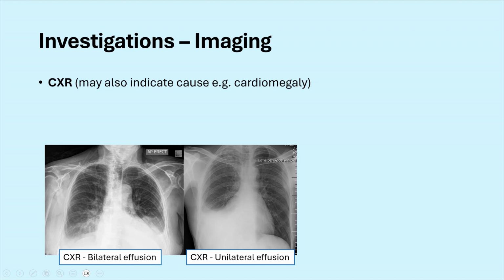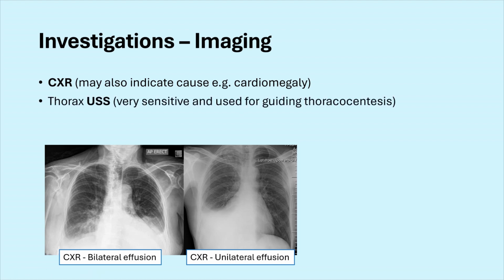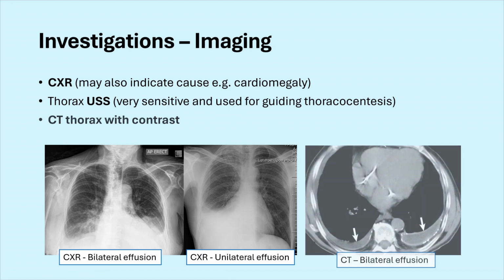We can also do a thoracic ultrasound scan, which is more sensitive and can also be used to do the pleural tap, i.e. thoracocentesis. And the most sensitive test to do is a CT thorax with contrast, which can show this meniscus-shaped effusion. As the person is lying down on the CT scan, the fluid tends to accumulate on the posterior side of their body. In this case, this is a bilateral pleural effusion.